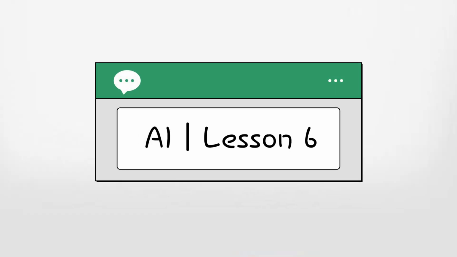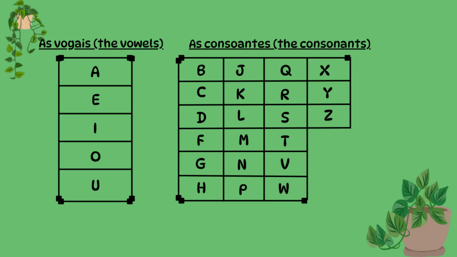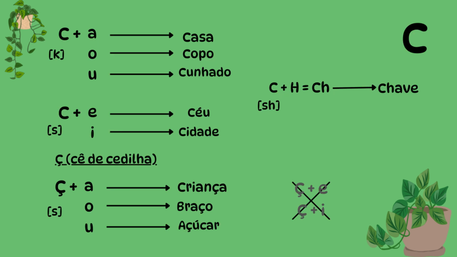A1, Lesson 6. We all know the vowels and the consonants. They are the same as in English, and we will be needing them a lot today. Alright, so let's get started. Our first letter is the letter C. C has many sounds. C can be pronounced as K or S.